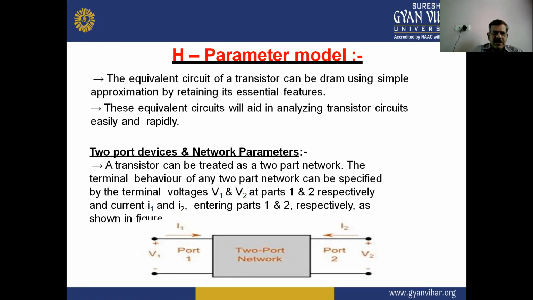The terminal behavior of any two-port network can be specified by the terminal voltages V1 and V2 at port 1 and 2 respectively, and currents I1 and I2 entering ports 1 and 2 respectively, as shown in this figure. That is the two-port network in which there are two ports: one is port 1 at the input and the second is port 2 at the output.